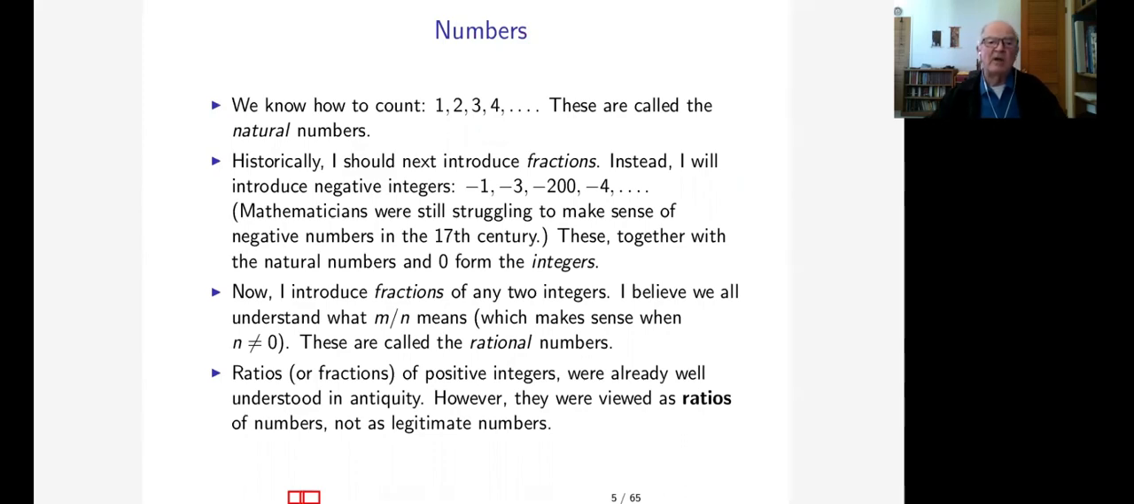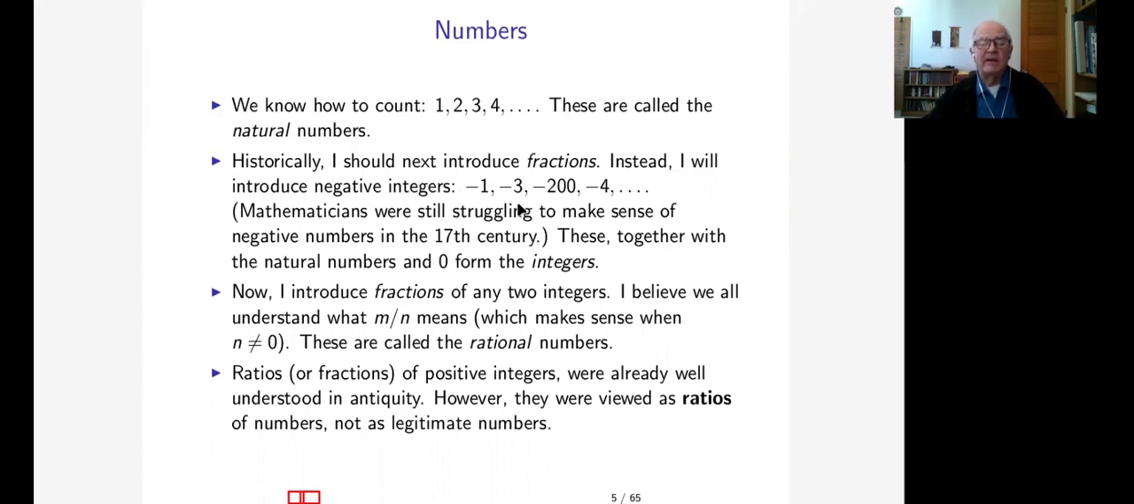So we know how to count, right? 1, 2, 3, 4, and so on. And these are called the natural numbers. These little babies are learning how to count, and they are understanding. My little grandson knows how to count till 11 by now. And so he understands numbers. These are the natural numbers.